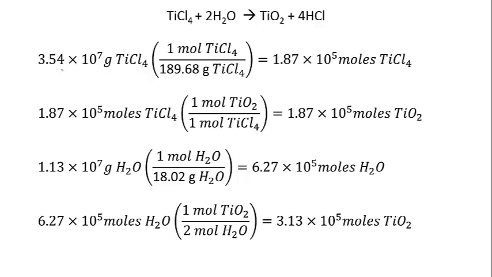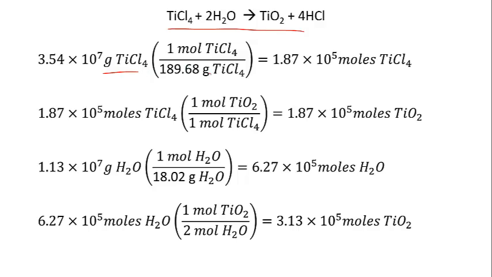So the problem statement said we have 3.54 times 10 to the 7th grams of titanium tetrachloride. Well, we need to convert our grams of titanium tetrachloride into moles because this balanced chemical equation is written in terms of moles. It's not written in terms of grams. It says 1 mole of titanium tetrachloride combines with 2 moles of H2O to yield 1 mole of titanium dioxide and 4 moles of HCl.